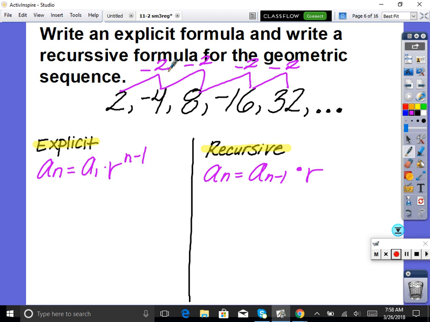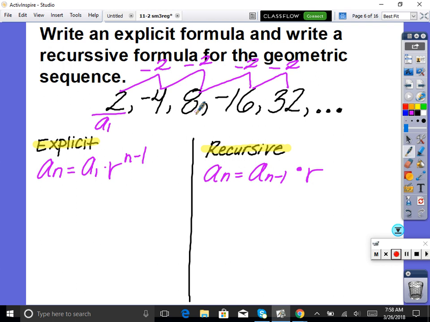So do you see how we start with a sub 1 of 2, and it's positive? Then we times by negative 2. A positive times a negative is a negative. Now think about it. The next time we times by negative 2, won't it be a negative times a negative, which is a positive? So if you have a negative in there, it's going to bounce back and forth between positive and negative, if your r is negative.